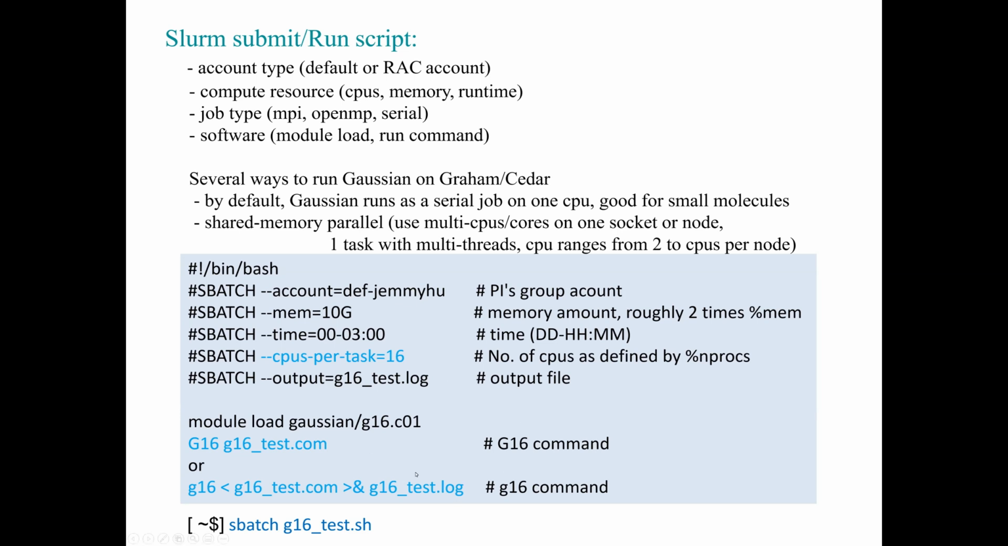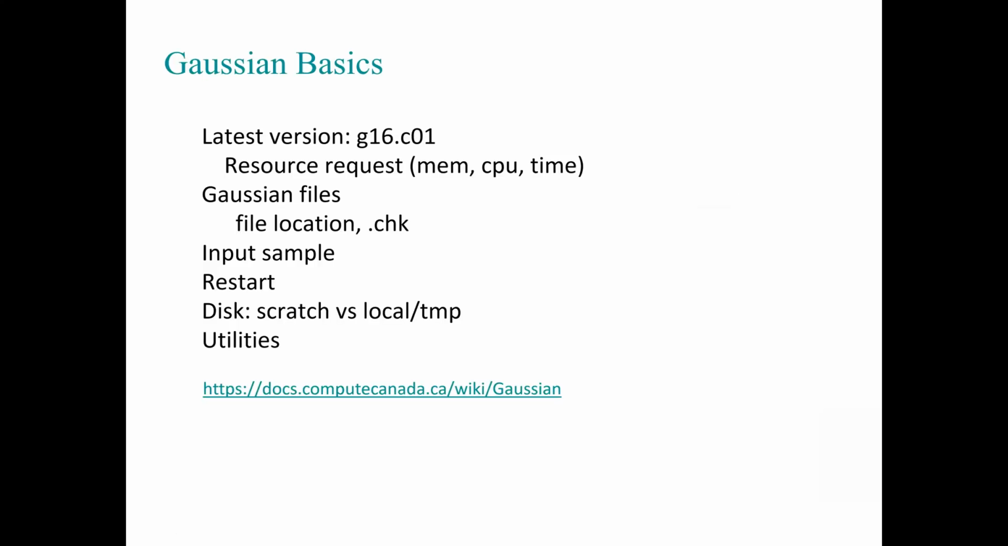Once you have a .com input file and this Slurm script, a bash .sh file in your job directory, you submit the job from that directory using sbatch, submitting the .sh file. Certainly, you need to make the .sh file executable. If it is not executable at first, you need to change the file to be executable. Then your job will run. This is common sense, so everyone should know about it.